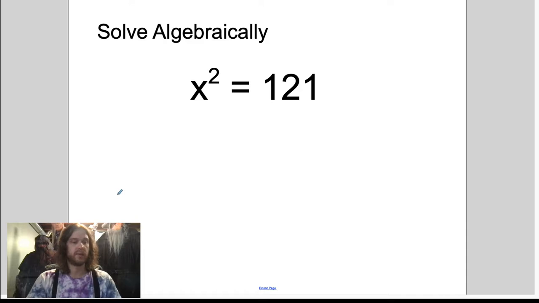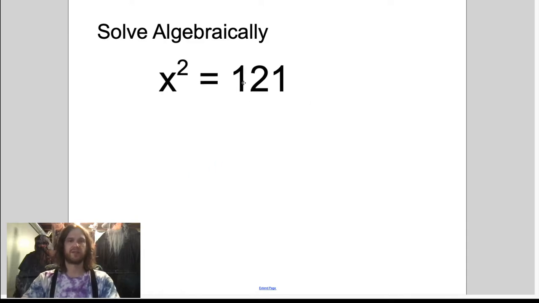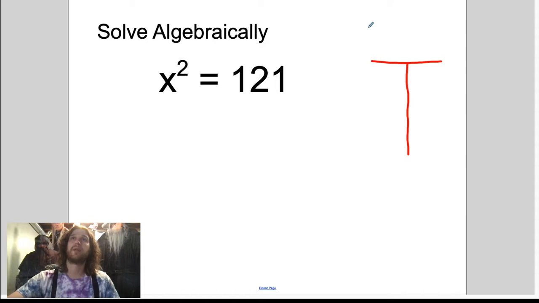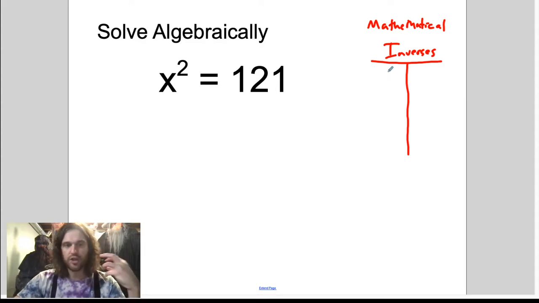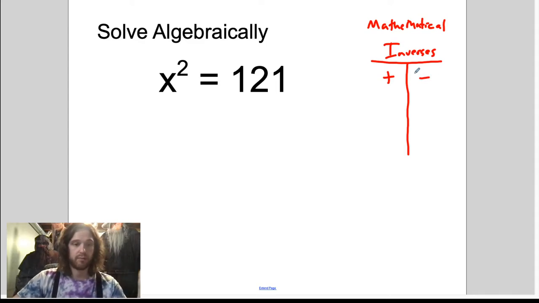It's really quite simple. I'd like to remind you of something that we discussed when solving linear equations. When we were first solving linear equations, I said there's this table of mathematical inverses, or inverse operations. Mathematical inverses are operations that undo each other. We said the opposite of adding is subtracting. If you have 10 apples and you add 6 and then subtract 6, you're back to where you started. Adding 6 and subtracting 6 undo each other.